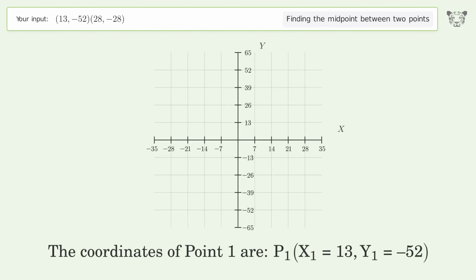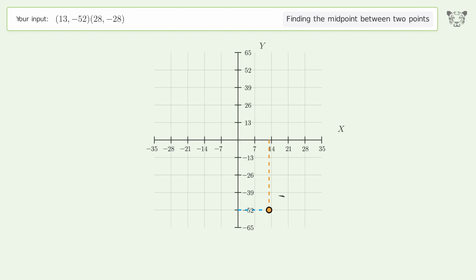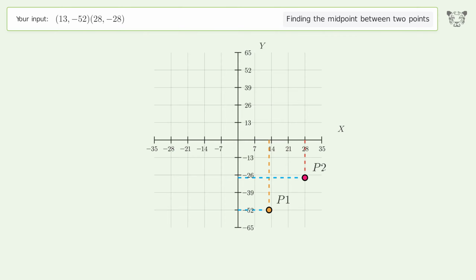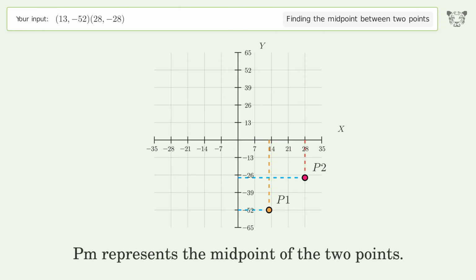The coordinates of point 1 are, x1 equals 13, y1 equals -52. The coordinates of point 2 are, x2 equals 28, y2 equals -28. PM represents the midpoint of the 2 points.